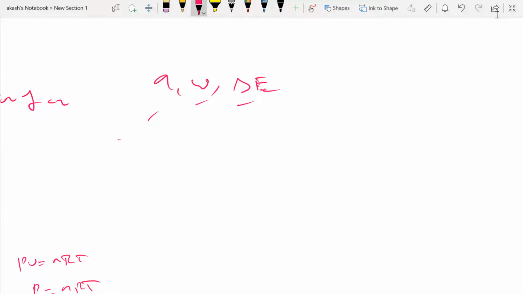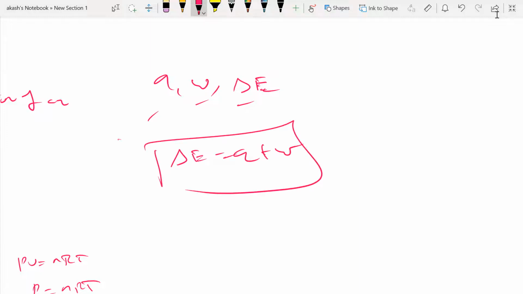They have not mentioned any type of process, adiabatic, reversible, nothing is mentioned. They have just told the situation, right? So we just have to use only one equation. What is this? Delta E is equal to Q plus W. This is the equation which you have to use now. First law of thermodynamics, right? Now this question was given to you just to make sure that you know your sign conventions, right?